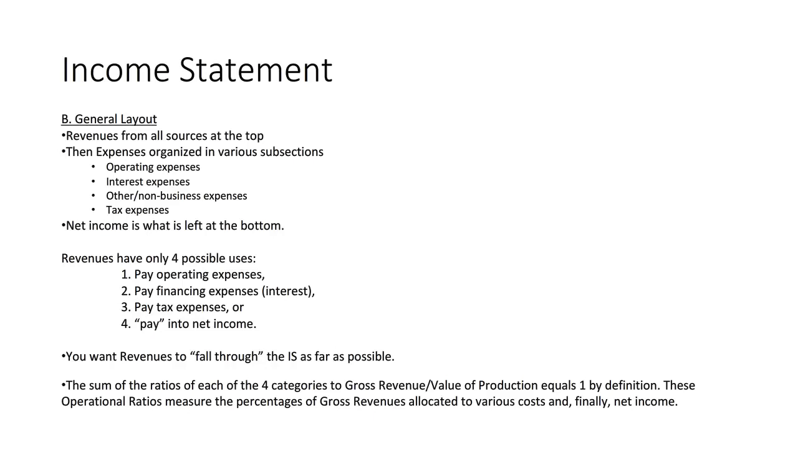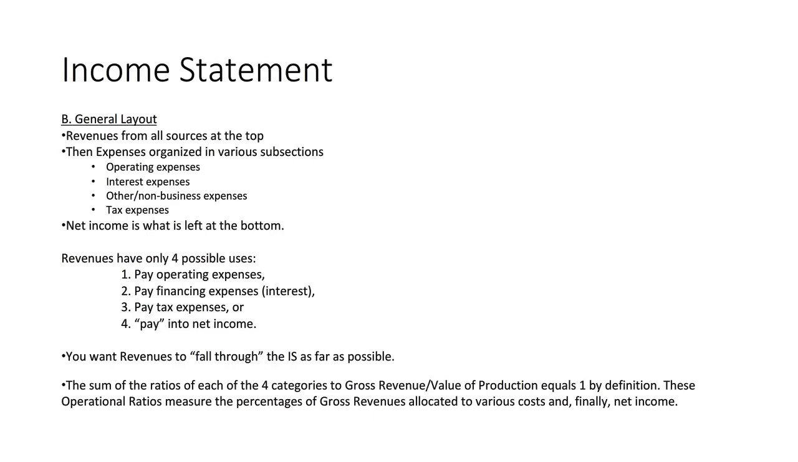But when you think about revenue, there's really only two broad ways that revenues can be used. They either pay expenses, and in our cases, that might go into 4 different subcategories: operating, interest, taxes, other non-business expenses, or revenue can pay into net income. That's what falls through the income statement. So we start out with a revenue number towards the top, and as we move down, that revenue is being eaten up, taken away by various expense categories.